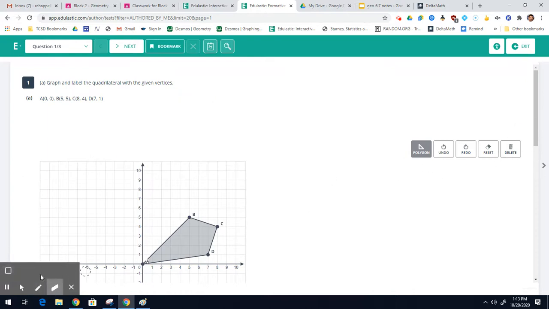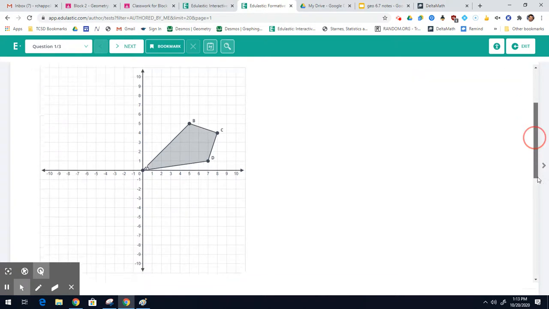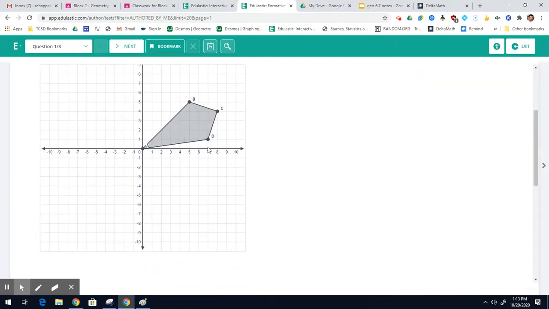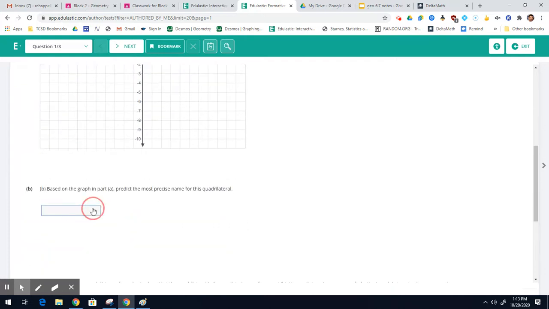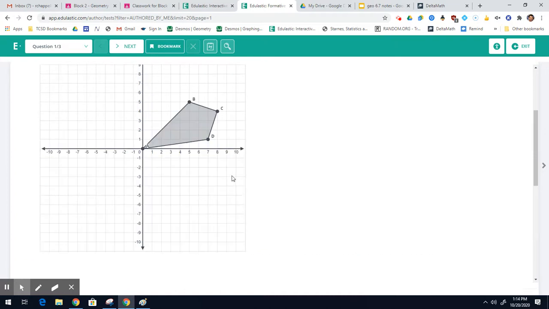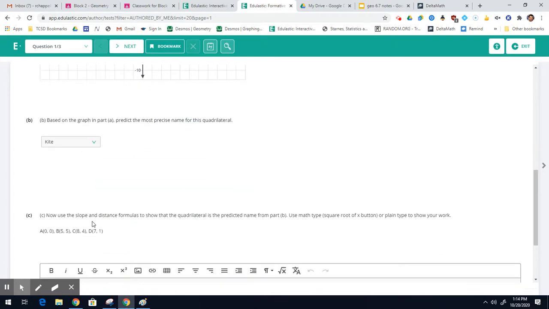So then part two says, based on the graph in part A, predict the most precise name for this quadrilateral. So if I'm looking at this, I think that's a kite. I have a drop-down menu with all the special types, so I think it's a kite. Okay, so if you think it's a kite, now in step 3, you need to use the slope and distance formulas to show that the quadrilateral is the predicted name from part B.